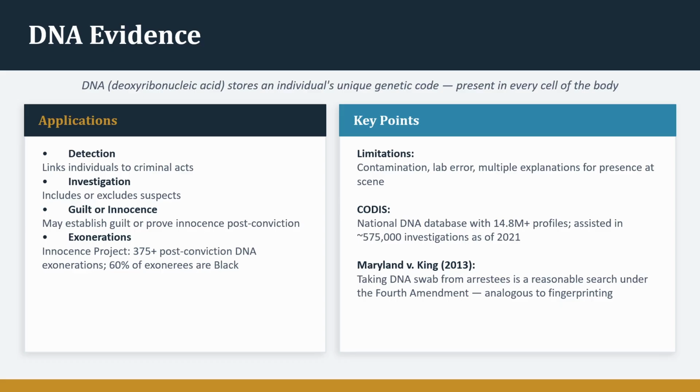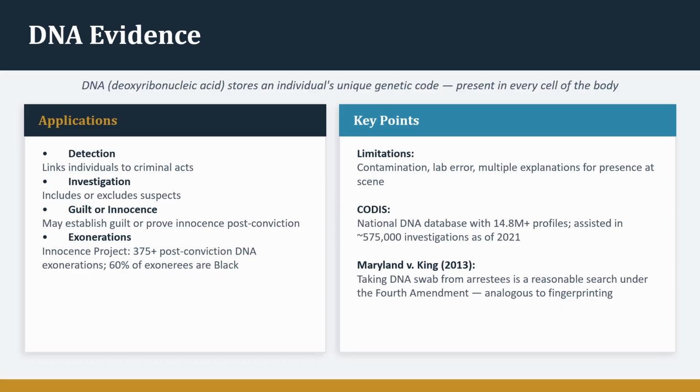If the patterns match, a forensic expert will testify about the statistical probability of that match occurring by chance in the general population. A match might be expressed as occurring in only 1 in 100,000 people or 1 in 1 billion, depending on the number of genetic markers that were compared. That kind of statistical precision is something eyewitness testimony can never provide.